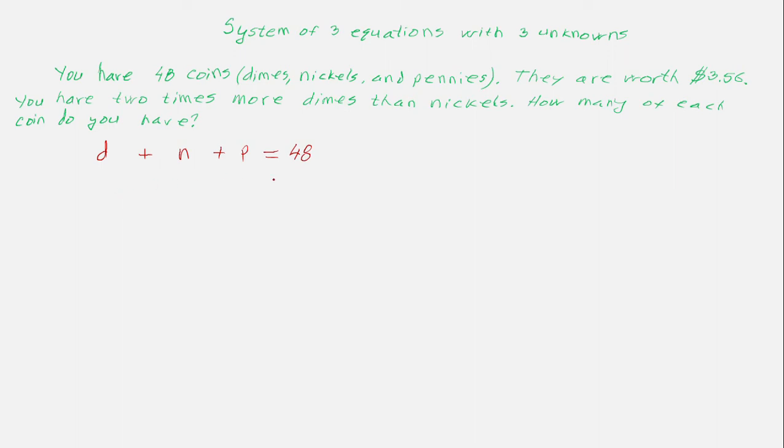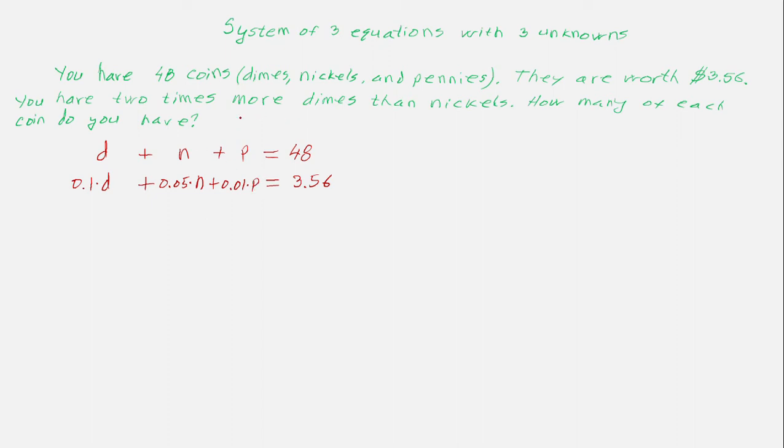Now, when we count the value of each, we have $3.56. Since a dime is worth 10 cents or $0.1, we can say 0.1 times each dime we have, plus 0.05 times each nickel we have, because each nickel is 5 cents, so $0.05, and then plus $0.01 that each penny is worth times how many we have.